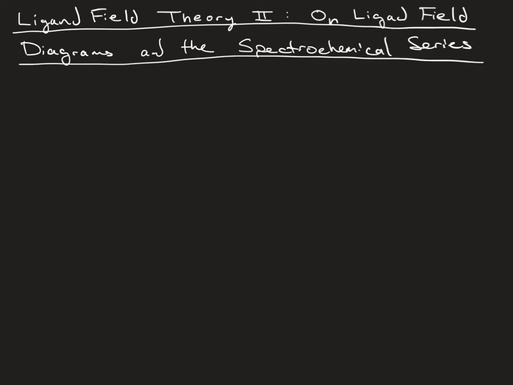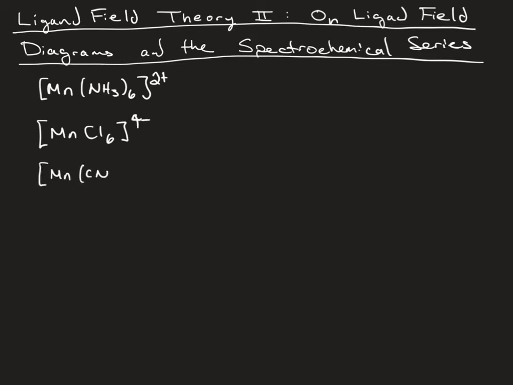In this video, we're going to use the SALCs that were presented in part one and use these to derive ligand field diagrams for three molecules in Oh symmetry. We're going to be examining all manganese 2+ species. So we're going to look at a manganese hexaamine, a manganese hexachloro species, and a manganese hexacyano species, all in nominal Oh symmetry.